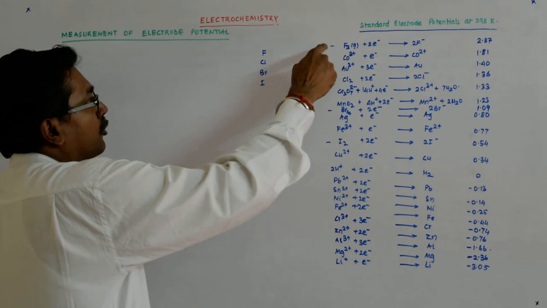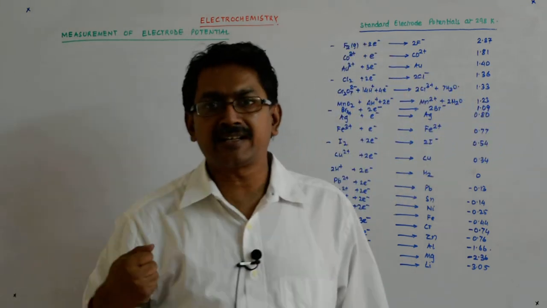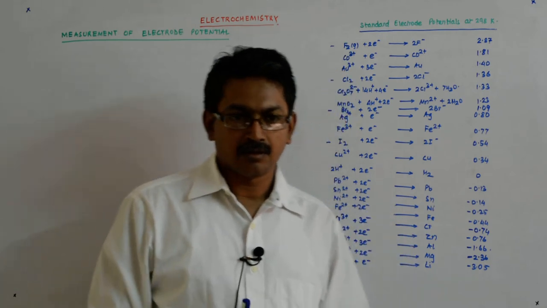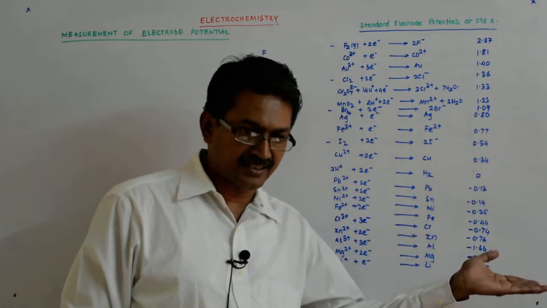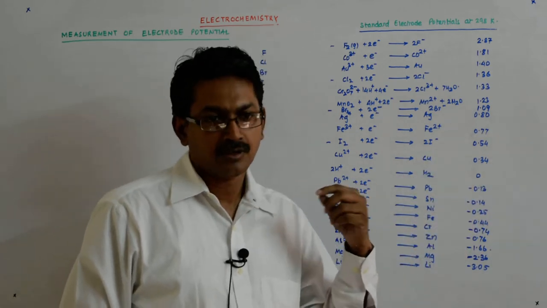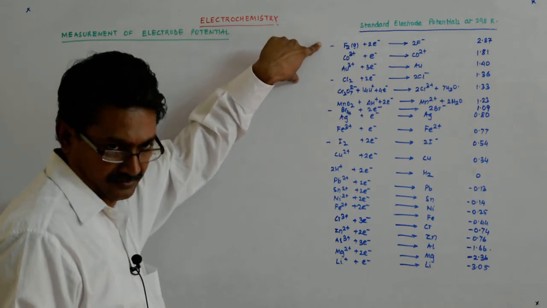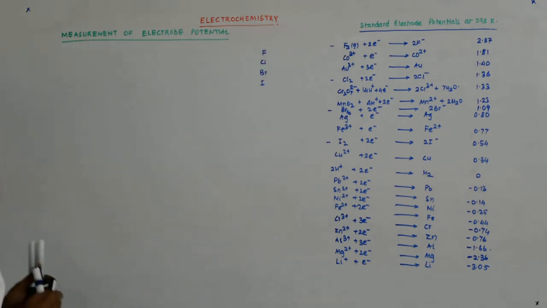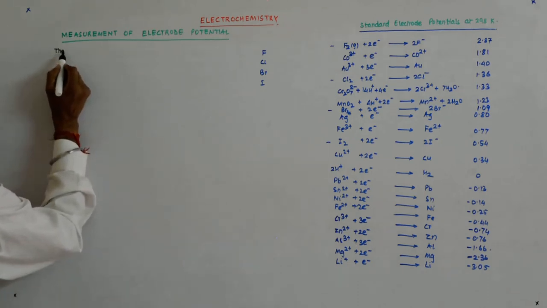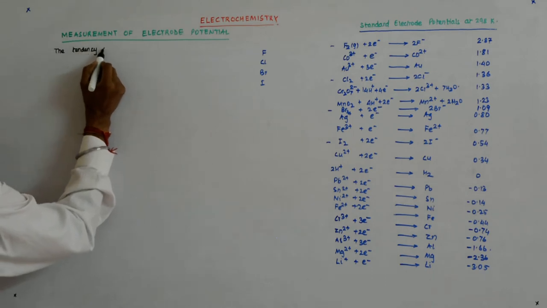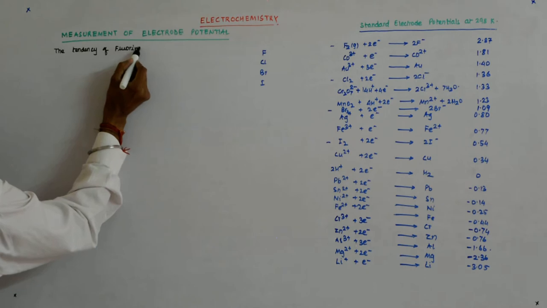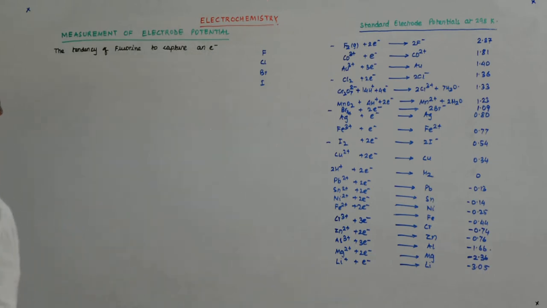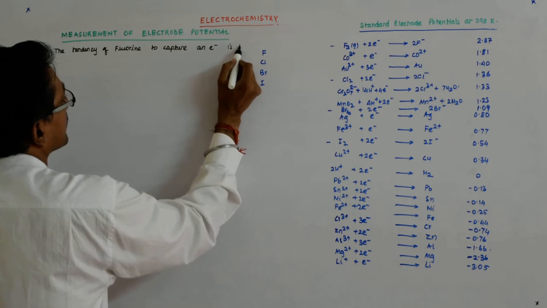Okay? Now fluorine is able to capture an electron, to snatch an electron from someone. So what does it do? It gets reduced, fine, but it actually oxidizes the thing from which it has captured that electron. So it becomes the strongest oxidizing agent. Understand that? Okay? The tendency of fluorine to capture an electron is the highest.